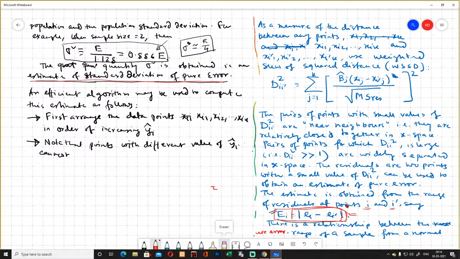EI is the estimate of pure error EI. See, pure errors, you just ignore the sign. Why? Because for I and I dash, we are interested in the magnitude of the error, not the sign of the error. Okay.